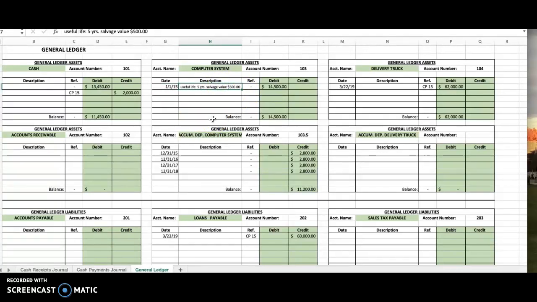This is when we can use this description area in the account. It says that this computer system will have a useful life of 5 years, and a salvage value that we expect to get would be $500. So we bought the computer system on January 1 of 15 at $14,500.